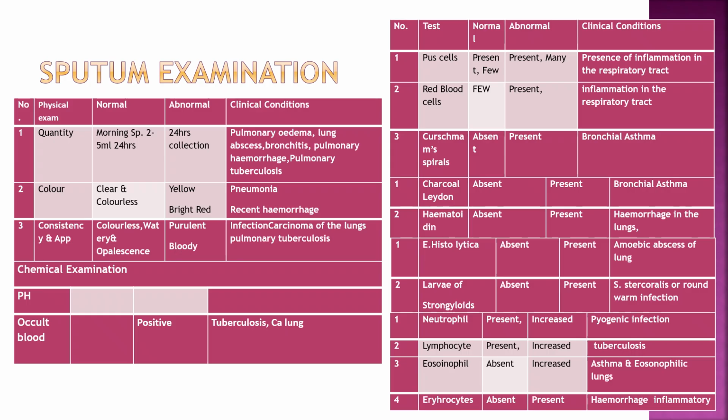Routine sputum examination: physical examination, quantity, color, consistency and appearance. Chemical examination, pH and occult blood. Microscopic examination: in a wet mount you can see pus cells, RBCs, and Curschmann's spirals, which are seen in bronchial asthma. Then crystals, charcoal-laden crystals, and hematoidin crystals. Some parasites like Entamoeba histolytica and larvae of Strongyloides, and then differential count of neutrophils, lymphocytes, eosinophils and erythrocytes.